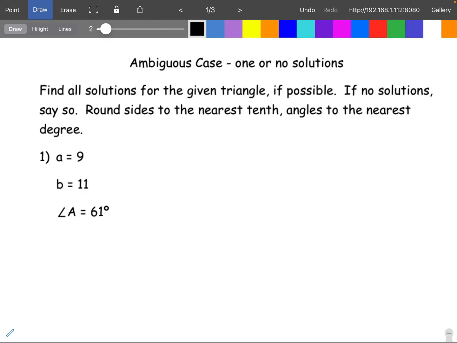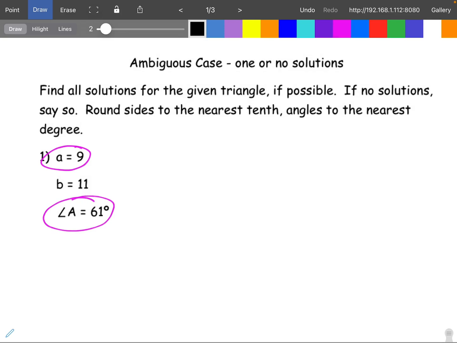So I could draw my triangle, but I don't really need to, because with law of sines, I know it's always going to be angle A over side A, angle B over side B, angle C over side C. So we need to figure out, first of all, what do we know both the angle and the side for? Well, I have side A and I have angle A, so that's where I want to start.